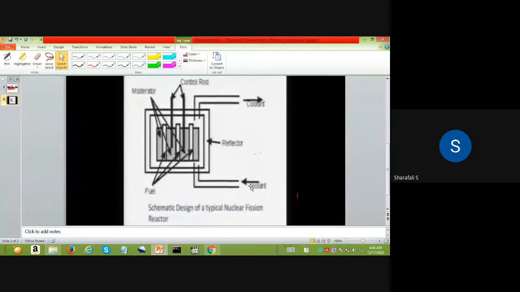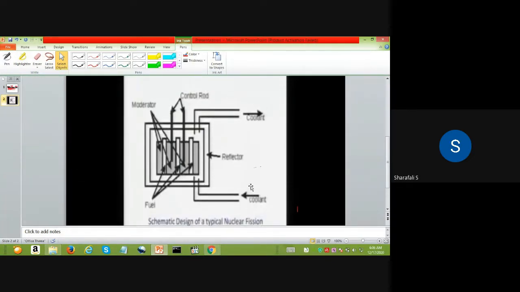So this is a schematic diagram for a nuclear fission reactor. You can see here we have different parts. I'm just showing you the core region of the nuclear fission reactor. This is just a schematic diagram of that core region where the fission reaction happens.